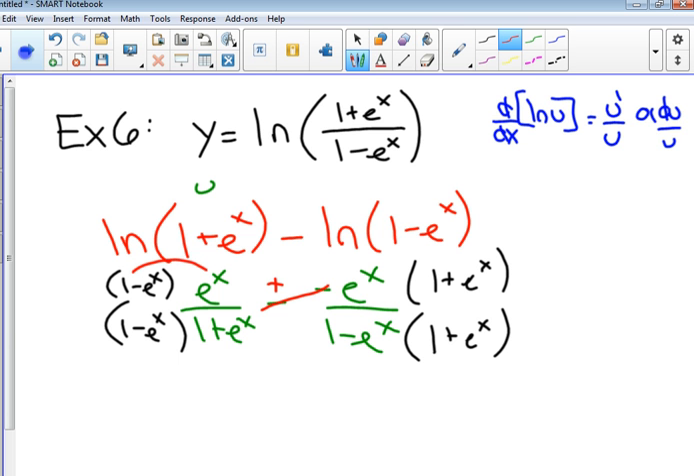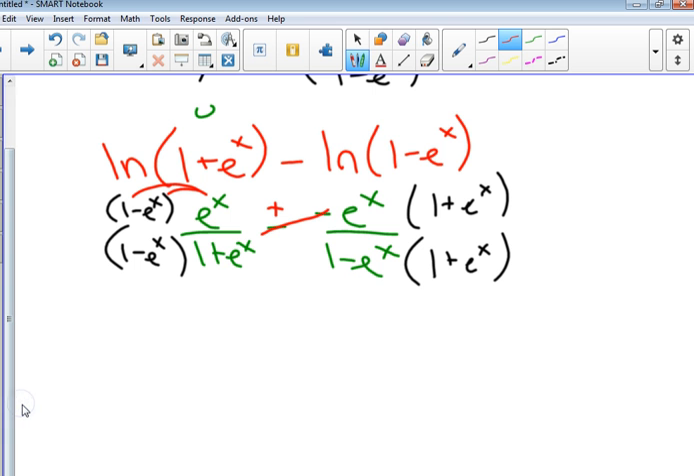Right, so distribute this thing too. How would you represent e to the x times e to the x? Yeah, good job. That was perfect. e to the x squared. Good job. Okay. Now same thing over here. e to the x squared. So e to the x times 1 is e to the x.